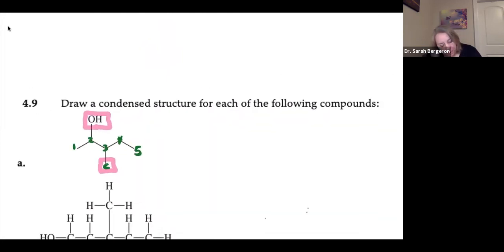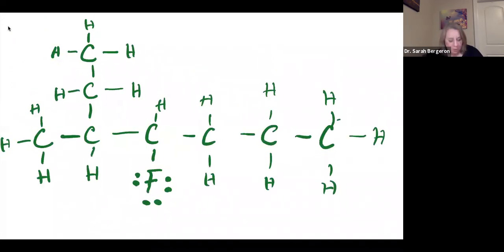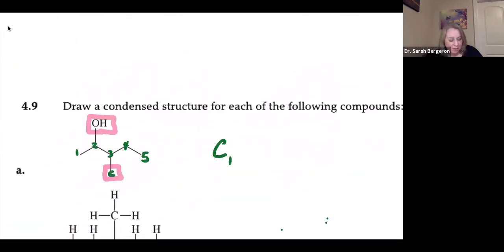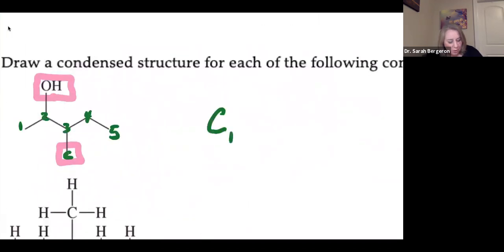So I have carbon 1. Oh, did I leave my numbers? I did leave my numbers. Don't leave your numbers. Get rid of your numbers. Okay, there. Now that structure is good. Otherwise, I don't know what that is. So be careful. Don't leave your numbers. But I think numbers are nice when you're first doing this.